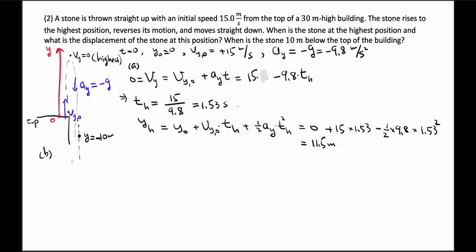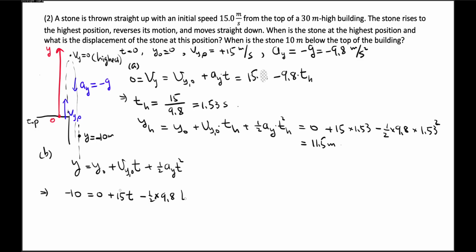Okay, so now we know y's expression is y0 plus, that's basically the same expression here, except that we change the t_h to t, an instant that we need to determine. Okay, and then we can plug in the numbers. So y equals negative 10, y0 is 0, Vy0 is positive 15 times t, and then negative 1/2 times 9.8 t squared, right?